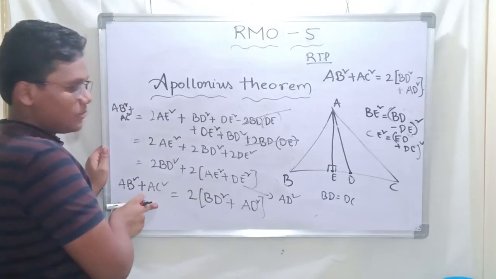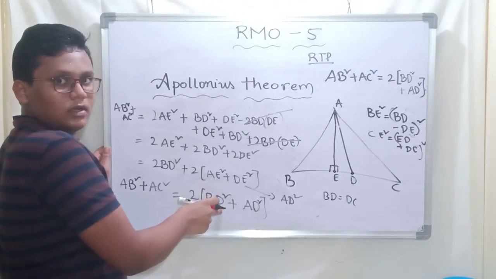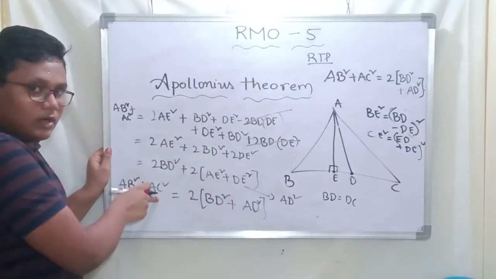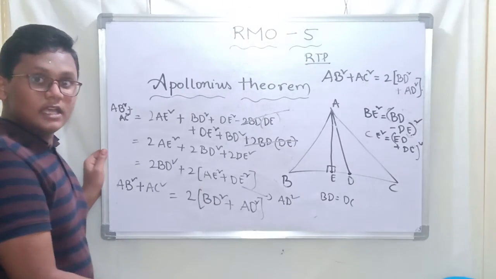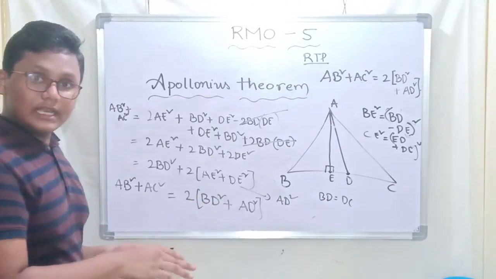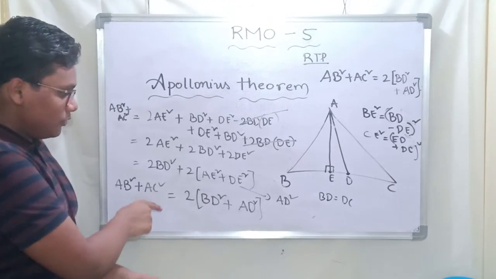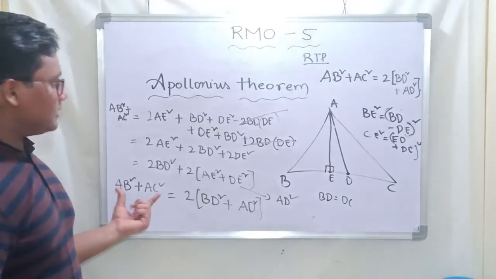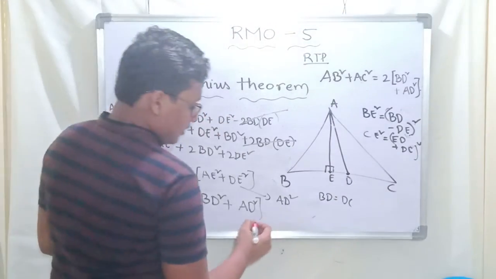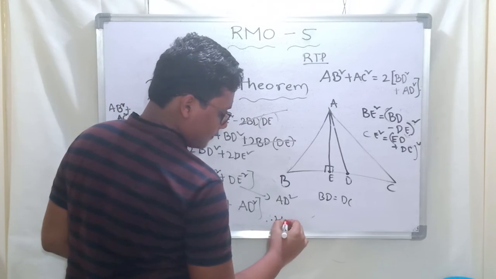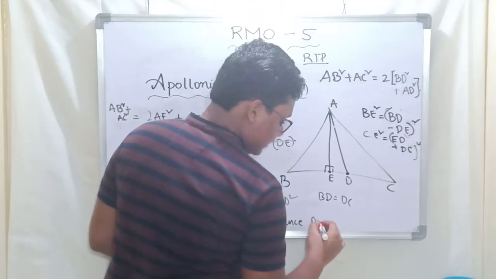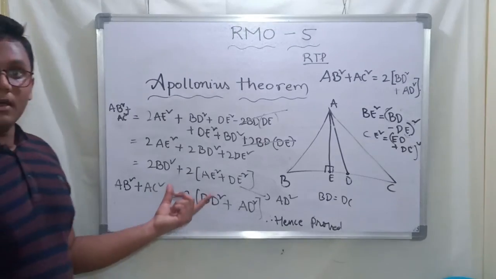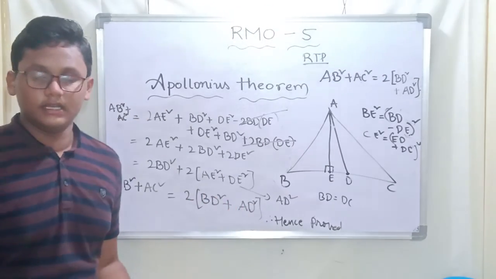So AB square plus AC square is equal to 2 into the square of half of the length of the other side, plus the square of the median. This is the Apollonius theorem. Hence proved. We needed to get this, and we got that: AB square plus AC square is equal to 2 into BD square plus AD square.